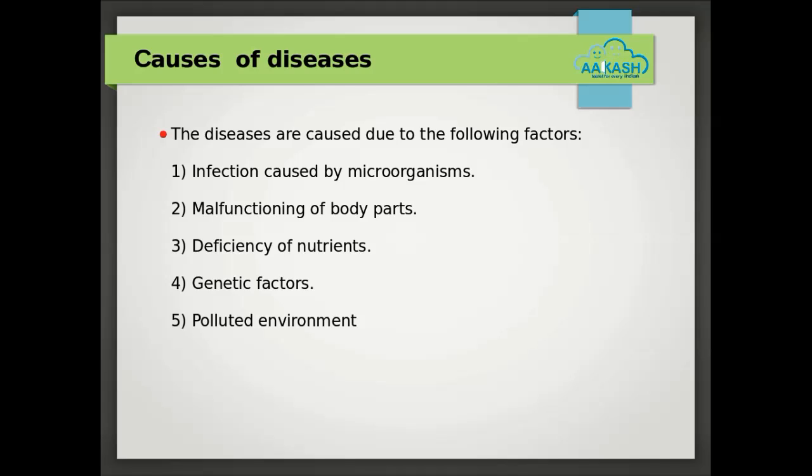3. Deficiency of nutrients. Examples: marasmus, kwashiorkor are caused due to deficiency of proteins and carbohydrates respectively. Fourth, genetic factors. Genetic disorders inherited from the birth of the organisms. Example: hemophilia. Fifth, polluted environment such as contaminated water, air, and soil cause many diseases.